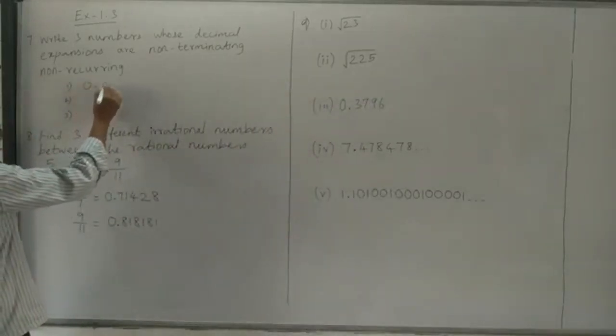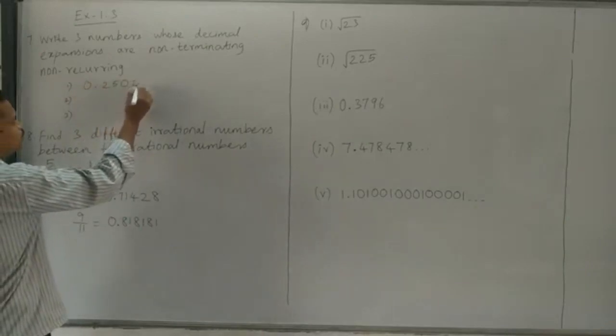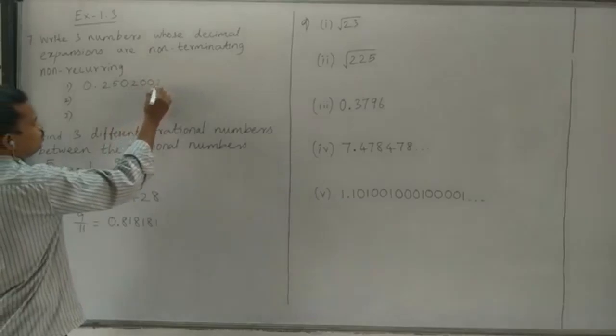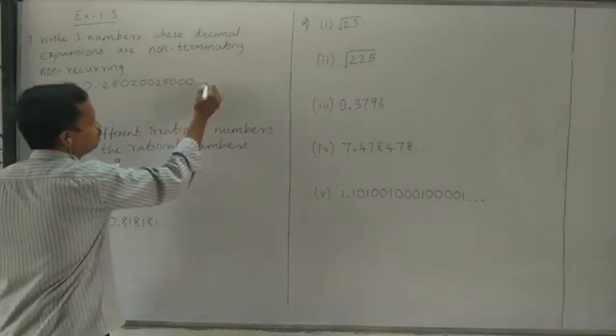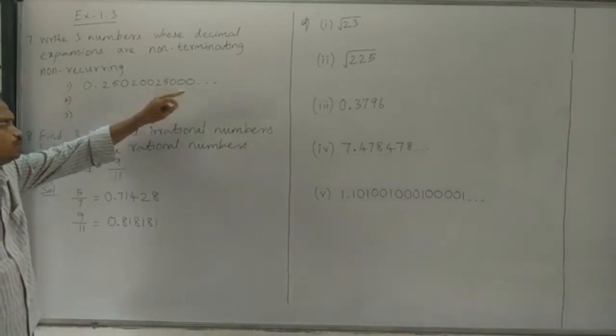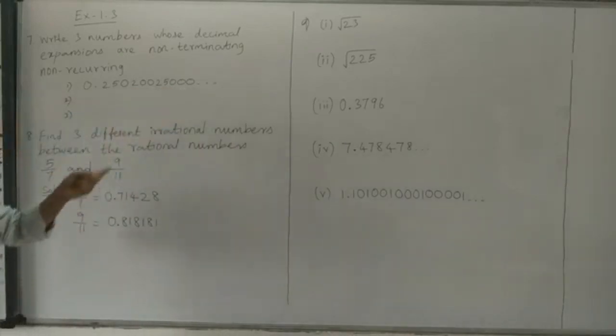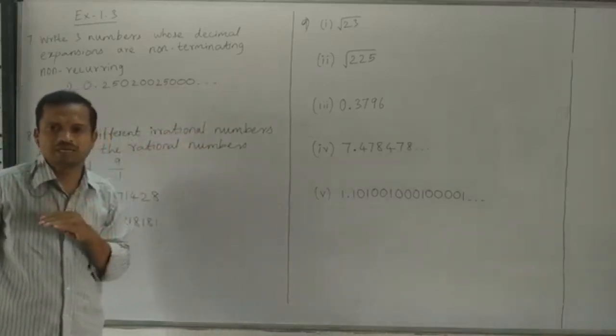0.250, 200, 25000, such a way. You see here, the numbers are not repeating. 250, 200, and then 25000. So like that, it is non-terminating, and also not repeating.